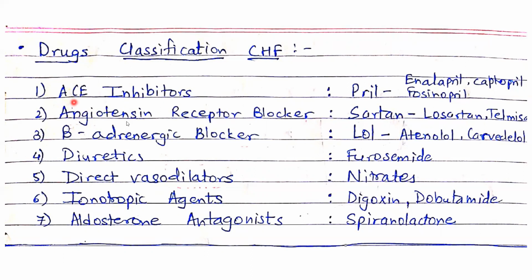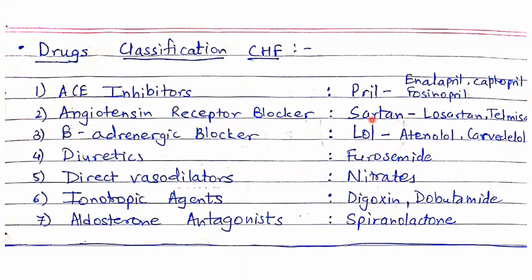Then angiotensin receptor blockers. What is common here? Of course, these two classes are related to the renin-angiotensin-aldosterone system. Angiotensin receptor blockers always end with sartan. So losartan, telmisartan. If such a word comes, it will be an angiotensin receptor blocker. We will discuss how they differ, what the limitations or advantages of one over the other are, though they are affecting one single pathway. Next is beta adrenergic blockers.